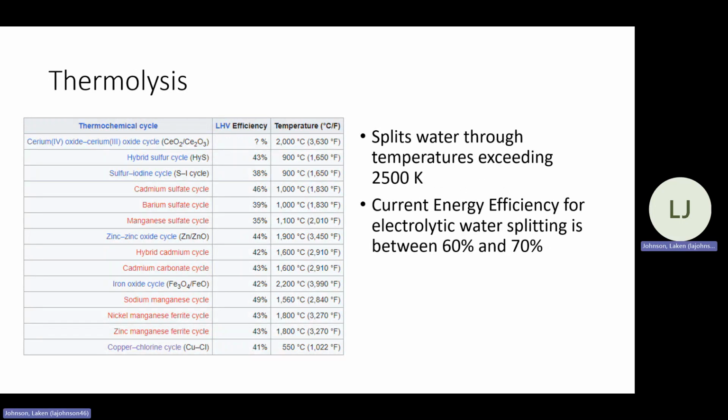Thermolysis creates hydrogen through the dissociation of water at temperatures exceeding 2500 Kelvin. To withstand such high temperatures, high-cost equipment is required. Catalysts can be added to decrease reaction temperature, but will introduce corrosive reagents to the equipment. Since the catalysts are contained in a closed loop, thermolysis systems should only need a water source to run.